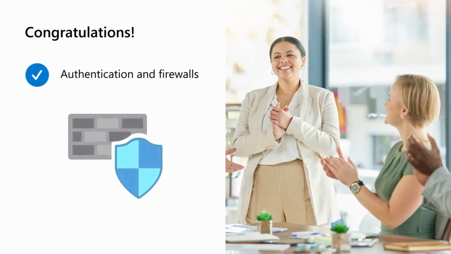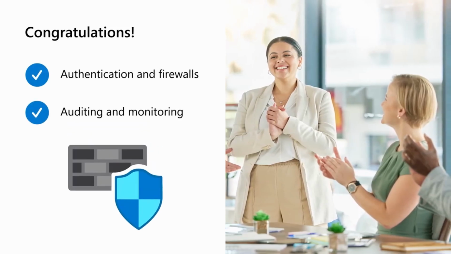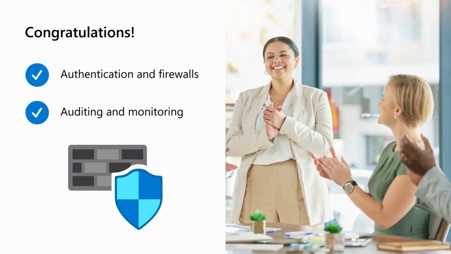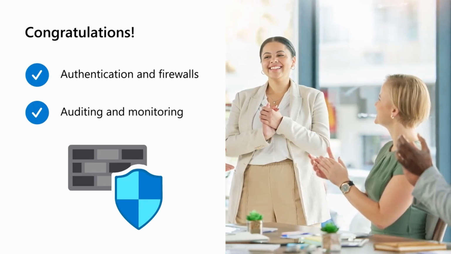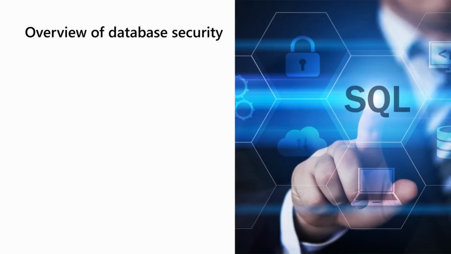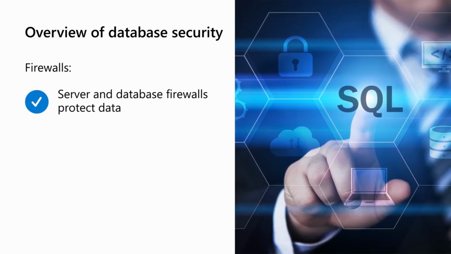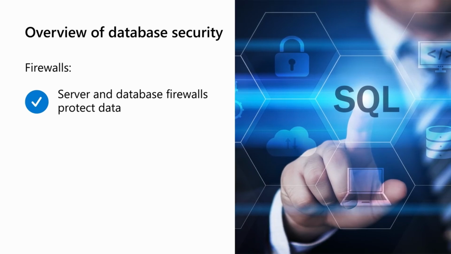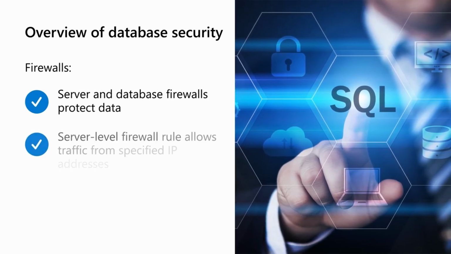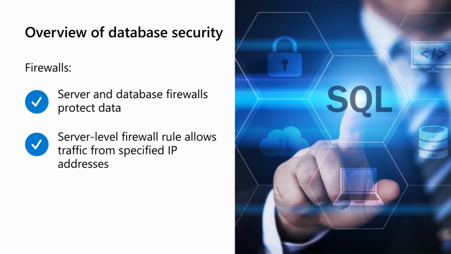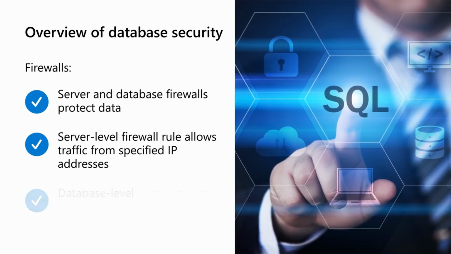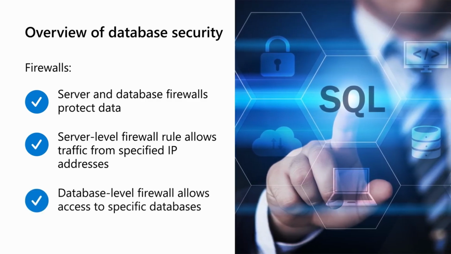Congratulations! You have successfully completed learning about authentication and firewalls and auditing and monitoring. It is time to quickly recap the concepts you have learned. You started with understanding the overview of database security. You explored how Azure Structured Query Language, or SQL Database firewalls protect the data. You learned that the server-level firewall rule allows traffic from specified IP addresses, while the database-level firewall allows access to specific databases.